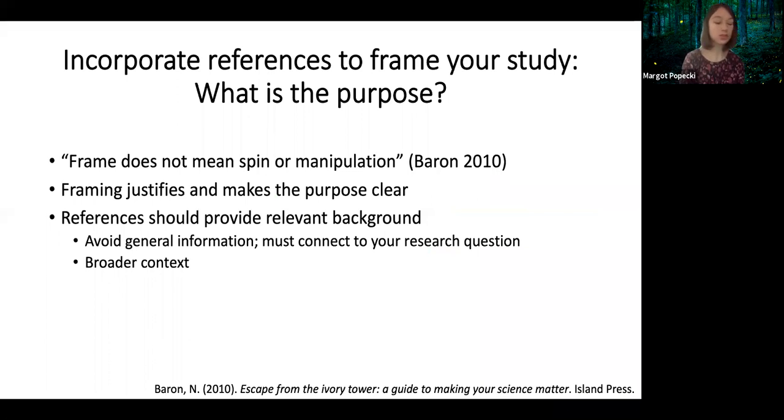So throughout the introduction, you're using references to place your research into the scientific literature. So framing is not manipulation, but it's making your purpose clear and justifying your reasoning. So framing involves providing relevant background information, which means it must have a direct connection to your research question. So for example, if you're studying why fireflies flash in synchrony, provide background information on their mating behavior and flash biology, as opposed to general information about their diet. Well, that's really interesting. It doesn't necessarily fit into your purpose of crafting your message and making your research objective clear.